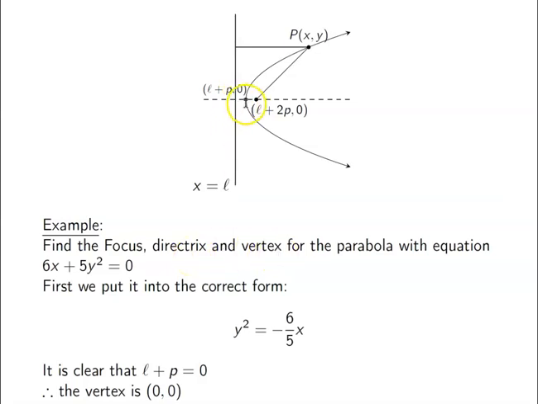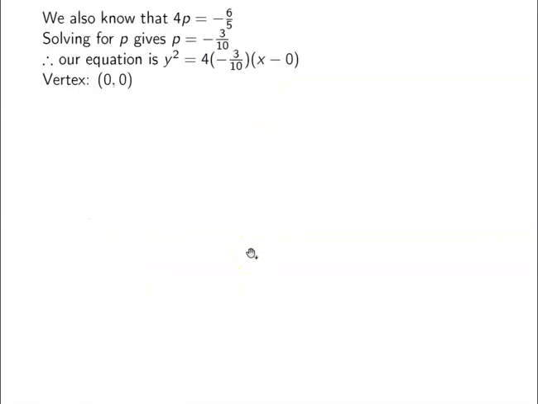Okay, so I have the value in the middle. I know the value of p now, so it's easy for me to find both of these things. Our equation then looks like this: y squared equals 4p times x minus (L plus p), in my standard form. So L plus p is 0. I know that p is negative 3 over 10, so that means that L has to be positive 3 over 10.